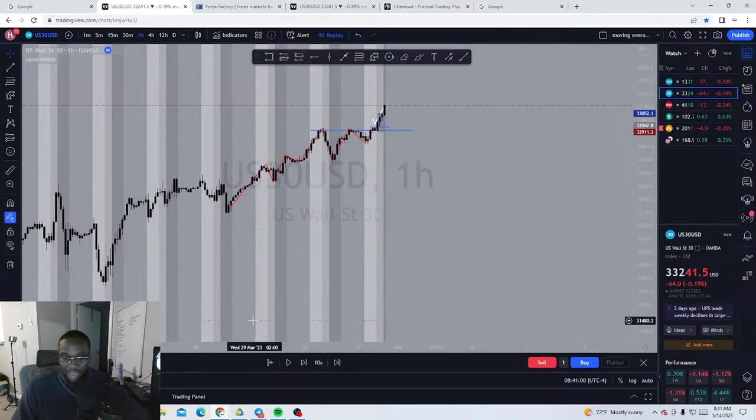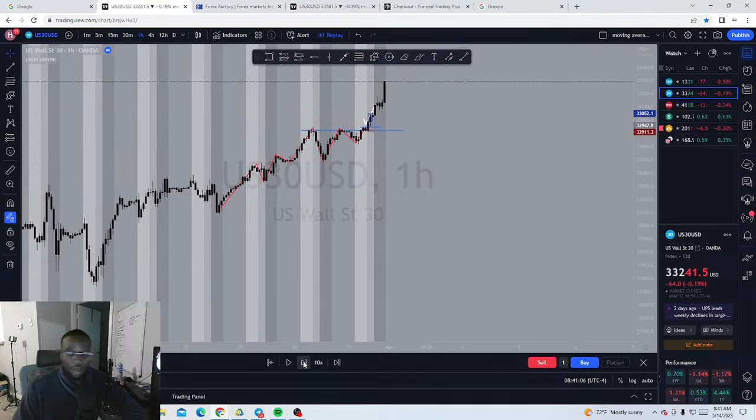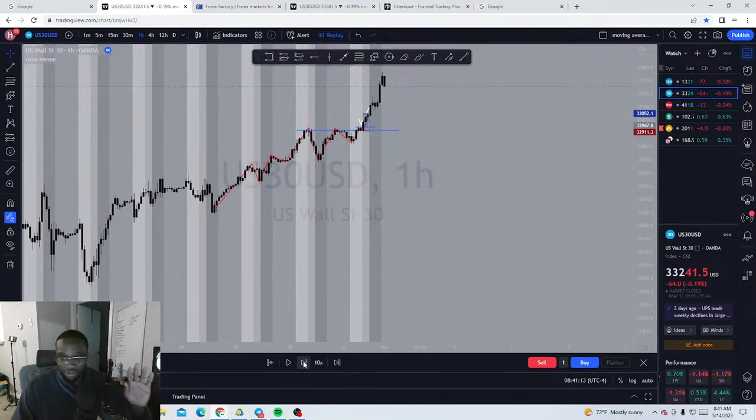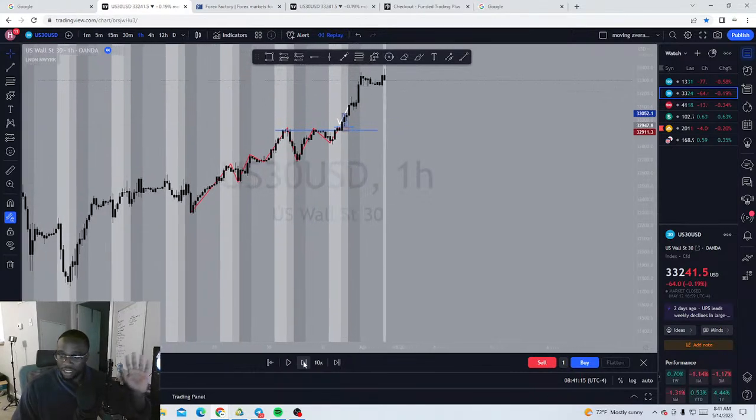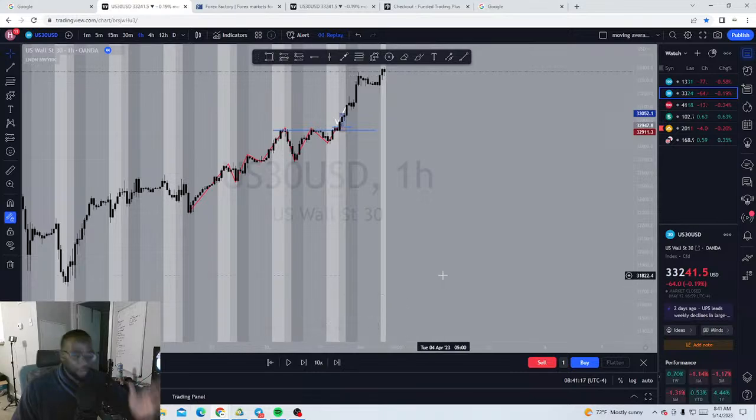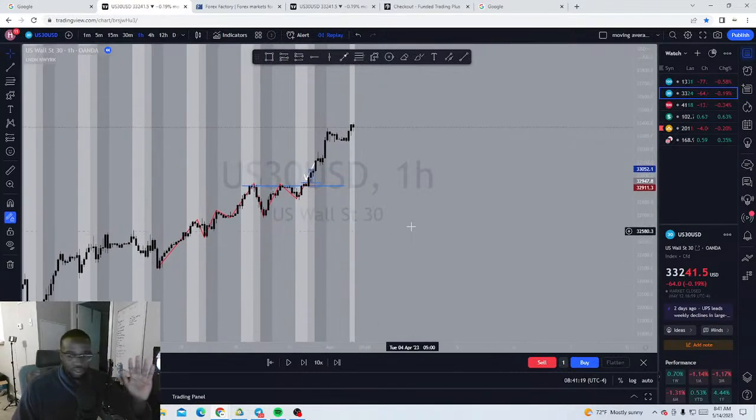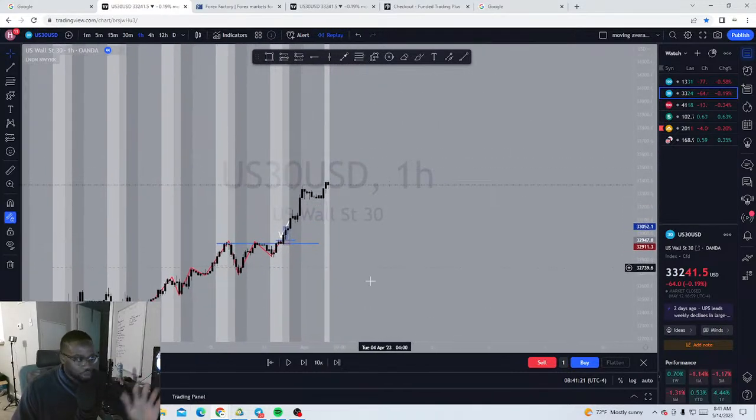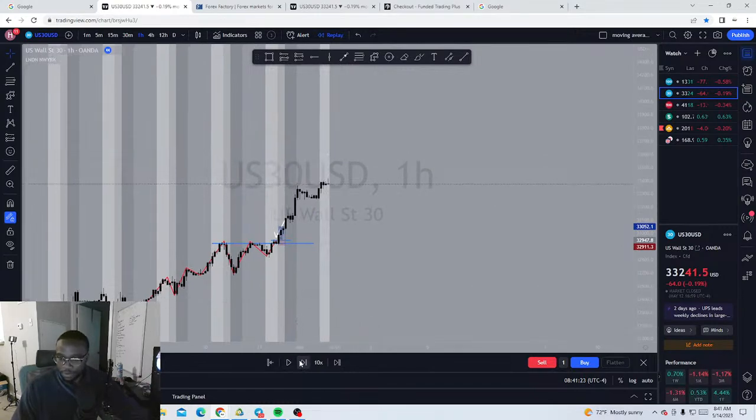So I have these boxes just to help me know what time of day it is, because I'm backtesting and I won't know exactly what time of day it is. My candles are all black because I don't care about how the candle color looks. I only care about structure. I care about candle movements, but I don't care about the color. I just care about the structure behind the moves.